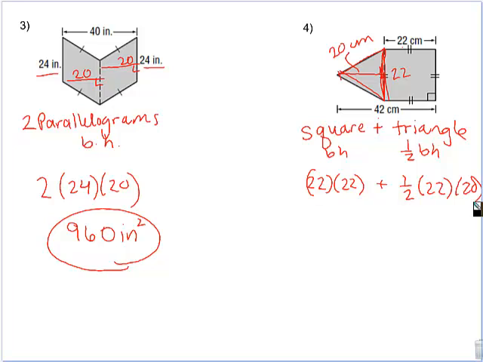So you do all of it. Yeah, so you do 22 times 22, and then you would want to add on 1/2 times 22 times 20. I got 704. Yep, 704, and what would our label be? Squared. Good. Are those 2 examples okay? Yes? All right, go on to the next ones then.